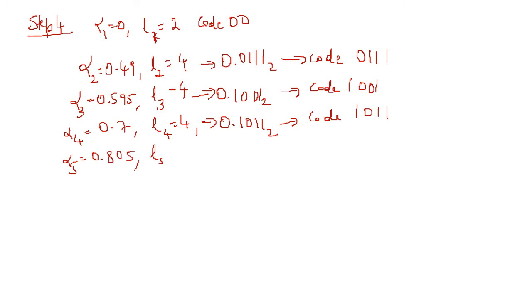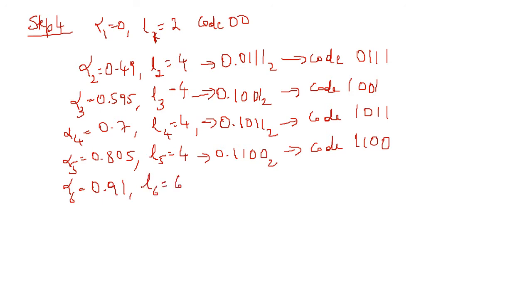Okay, next alpha 5 will be equal to 0.805 and we have got L5 equal to 4. We'll convert it into binary form. So, you are going to get it as 0.1100 in binary. So, we can write the code as 1100. Next, alpha 6 is equal to 0.91 and L6 is equal to 6 and the respective binary code will be 0.111010 in binary.